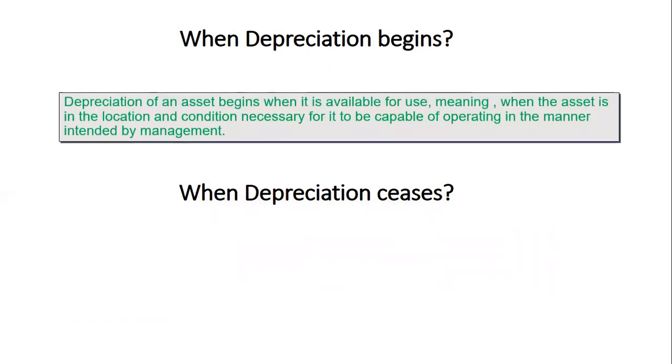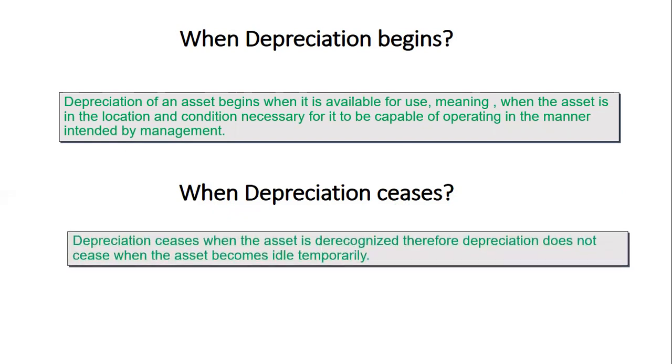Lagi yan tatandaan. When does depreciation begin? Depreciation begins when the asset is available for use. Ibig sabihin, the asset is already in the location and condition necessary to be operated. When does depreciation cease? When the asset is derecognized. Therefore, depreciation does not cease when the asset becomes idle temporarily. Kung idle temporarily lang, hindi lang nagamit for that year, hindi pa siya humihinto. Ang derecognition niyan is kung hindi mo na siya magamit permanently.